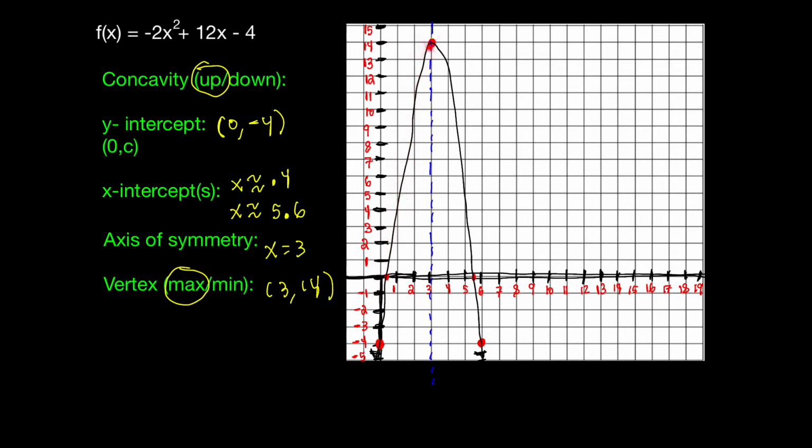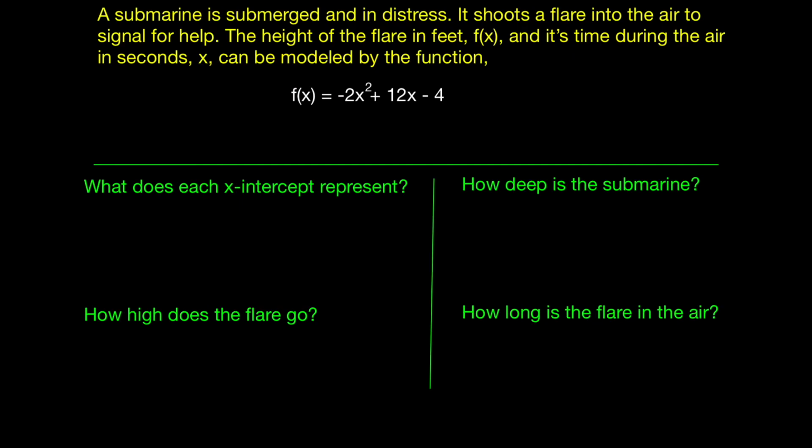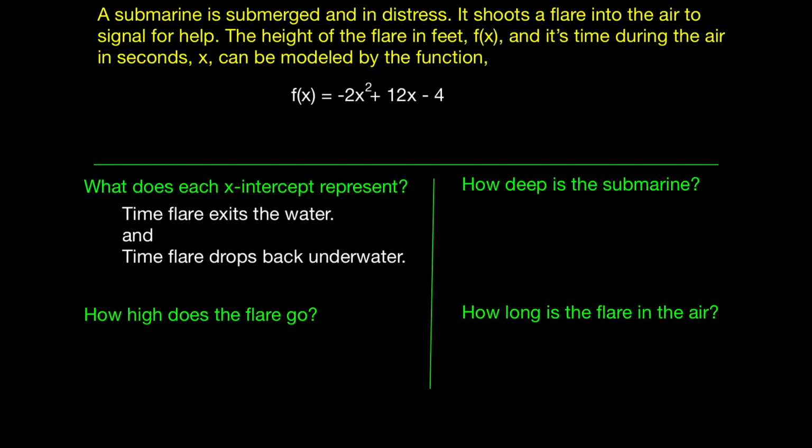The flare is going to go up, it's going to peak, and then it's going to die out and fall back inside of the water, underwater. So the x-intercepts represent the time that, for one, the flare exits the water, and secondly, the time that the flare drops back underwater.